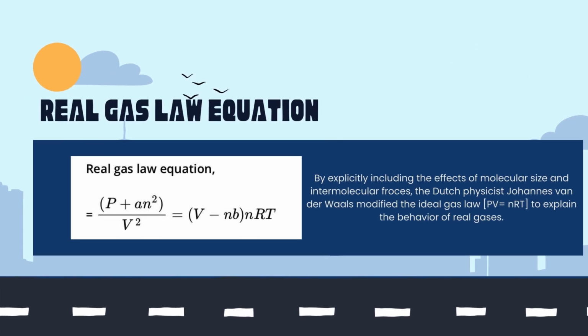Next, this is the real gas law equation. By implicitly including the effects of molecular size and intermolecular forces, the Dutch physicist Johannes van der Waals modified the ideal gas law, which is PV equals nRT, to explain the behavior of real gases. So we get the real gas law equation, which is (P + an²/V²)(V - nb) = nRT, where a and b represent the empirical constants, which are unique for each gas. n²/V² represents the concentration of gas, P represents the pressure, R represents the universal gas constant, and T is the temperature.